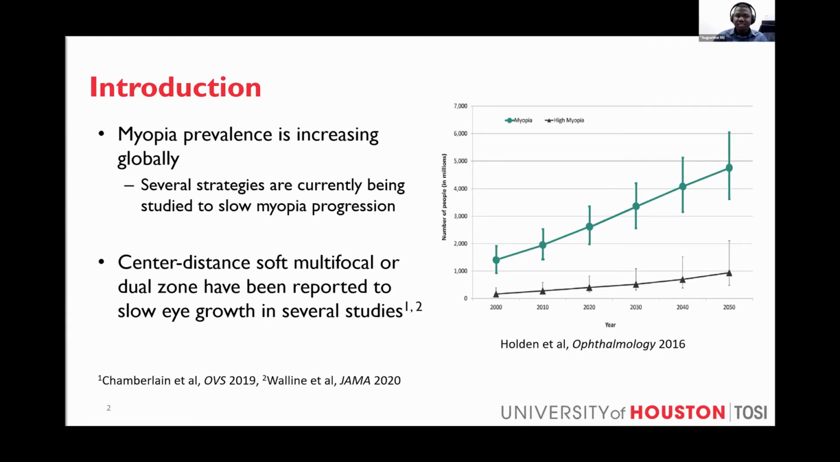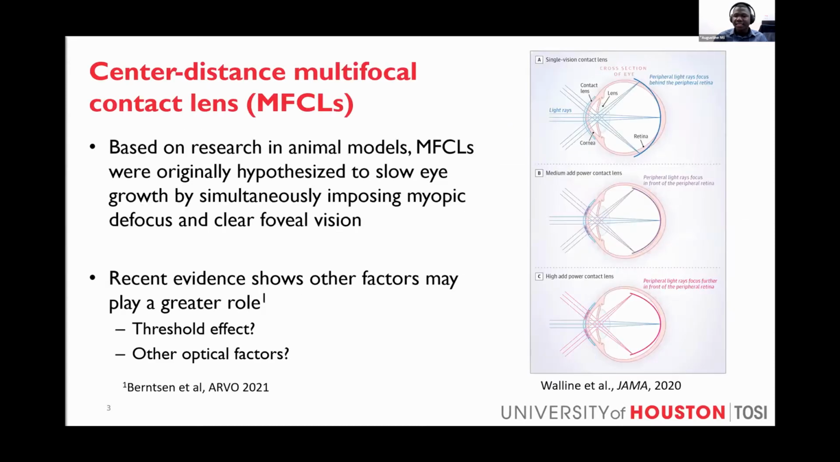Because of this, several groups are looking into ways by which we can slow myopia progression and myopia prevalence. One of these ways is with the use of center distance soft multifocal contact lenses. What I have listed here are just two recent 3-year clinical trials which show the efficacy of center distance multifocal contact lenses in slowing myopia progression. Initially, based on results from animal studies, it was hypothesized that the myopia control effect from these multifocal contact lenses was due to the fact that they were able to simultaneously impose clear foveal vision and myopic defocus.